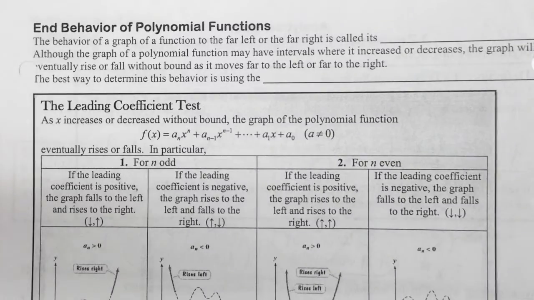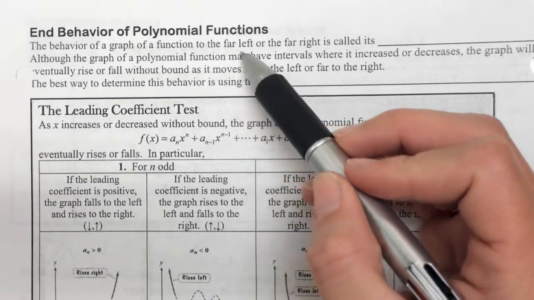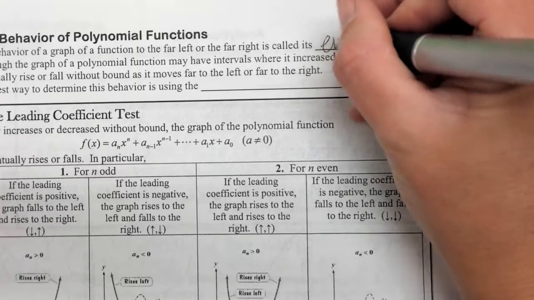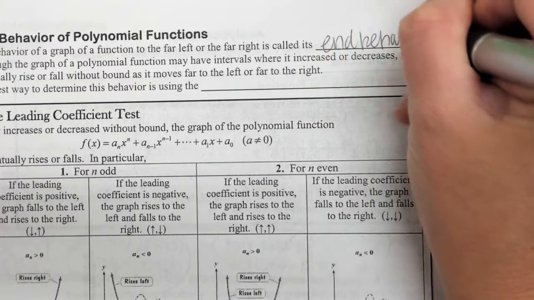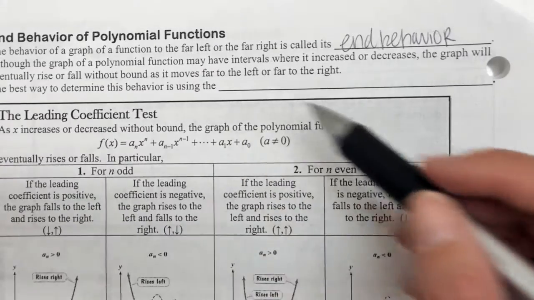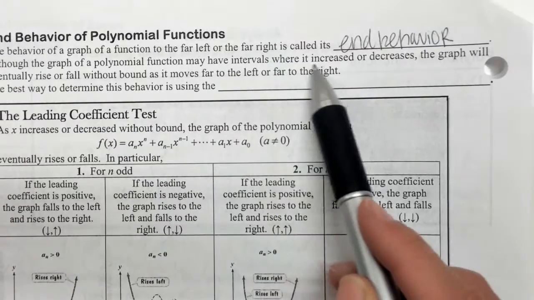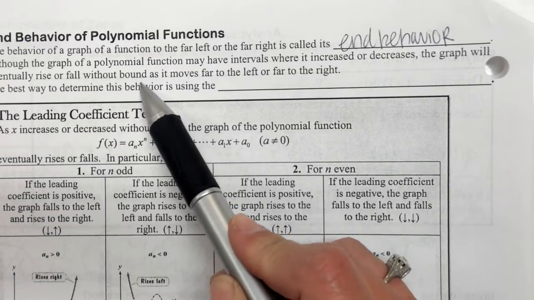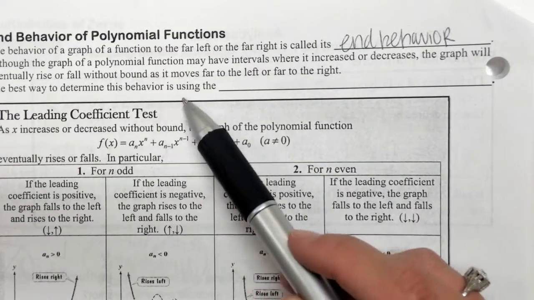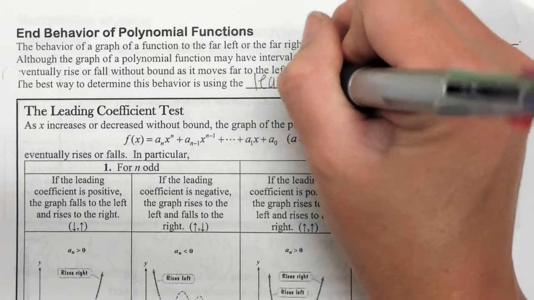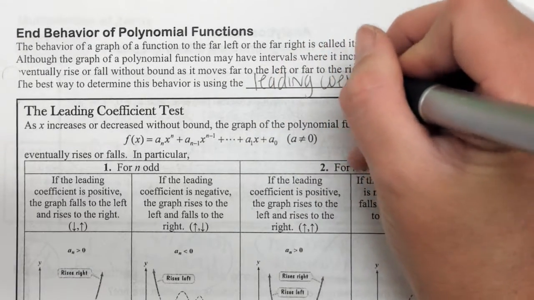So now we're going to talk about end behavior and the graphs of polynomial functions. The behavior of a graph of a function to the far left, so the very far left of your graph, or the far right, is called its end behavior. And it basically describes what your graph is doing at its endpoints, if it's going up or down. So although the graph of a polynomial function may have intervals where it increases or decreases, the graph will eventually rise or fall without bound, goes on forever, as it moves to the left and to the right. The best way to determine this end behavior is using the leading coefficient, which we practiced identifying on the last page, leading coefficient tests.